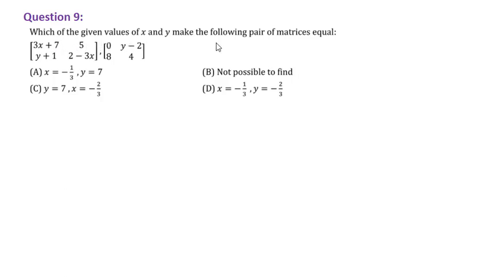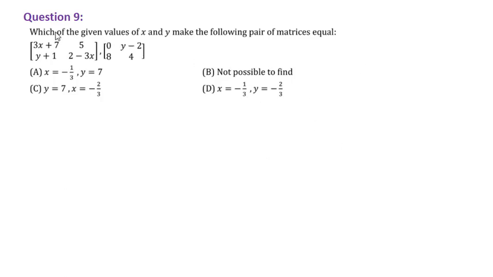Which of the given values of x and y makes the pair of matrices equal? If we compare this, y plus 1 equal to 8, the value of y I will get as 7. The value of y is 7, that is perfectly correct. But the value of x, I'm not getting the right answer. If I check from here, 2 minus 3x equal to 4, so 3x equal to minus 2 and x equal to minus 2 upon 3. So this option D I will consider as the correct answer.